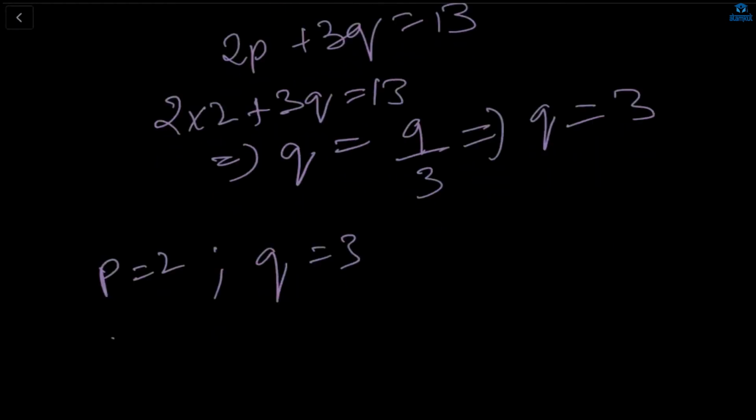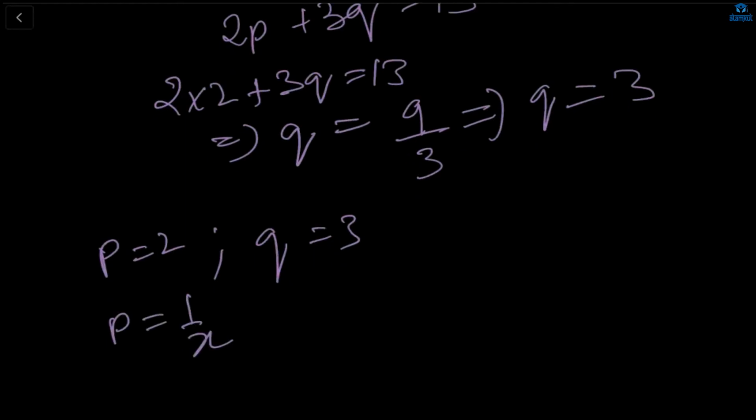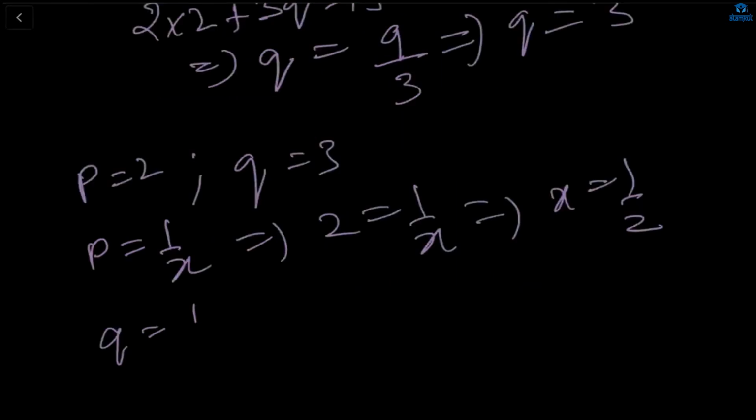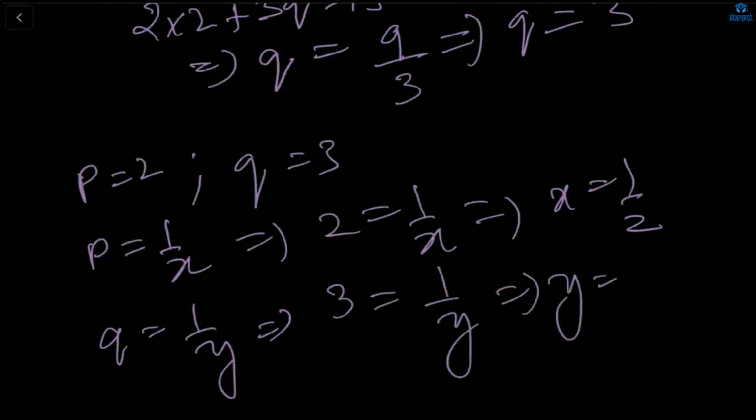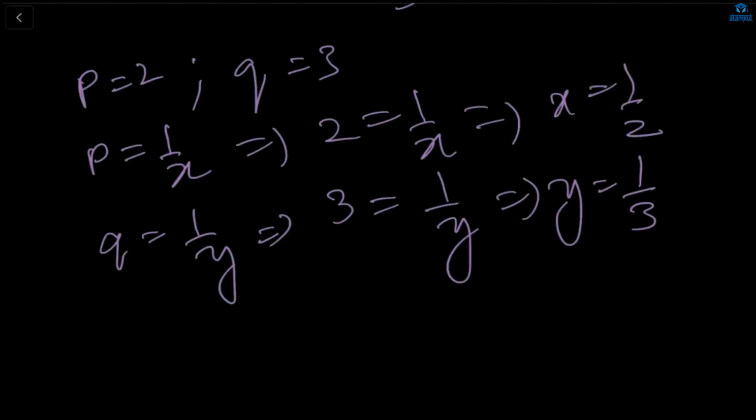But p is equal to 1 upon x. So 2 is equal to 1 upon x, which implies that x is equal to 1 upon 2, and q is equal to 1 upon y, which implies that 3 is equal to 1 upon y, which implies that y is equal to 1 upon 3. So you have got the solution as x is equal to 1 upon 2 and y is equal to 1 upon 3. Understood, Sophia?